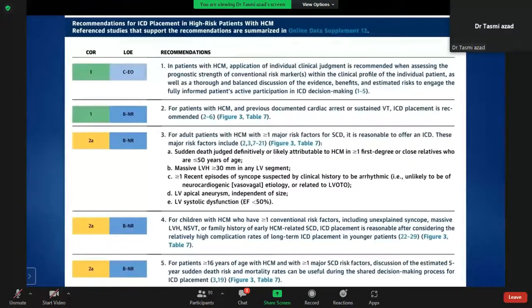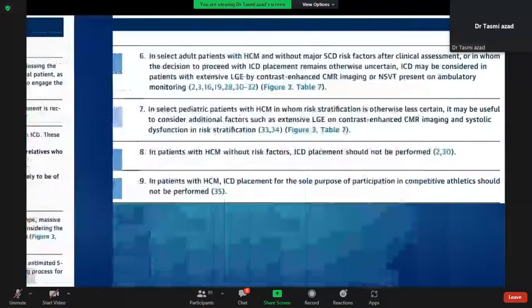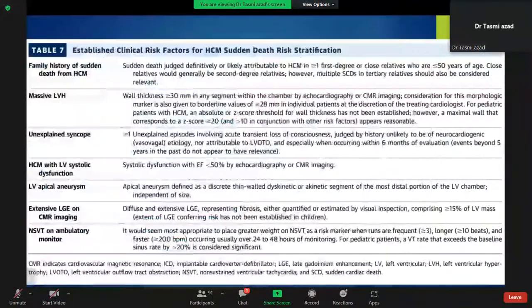Implantable cardioverter defibrillator implant is recommended. This is the clinical risk factor. They give elaborately the family history of sudden cardiac death, massive left ventricular hypertrophy, as already I mentioned, wall thickness more than 30. If it is more than 50, we will go for septal reduction therapy if the patient is asymptomatic.